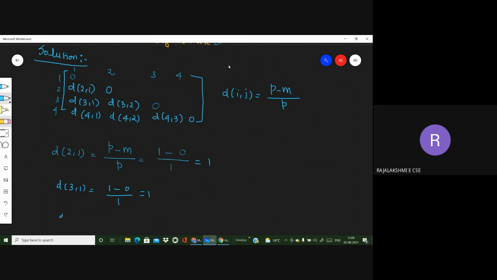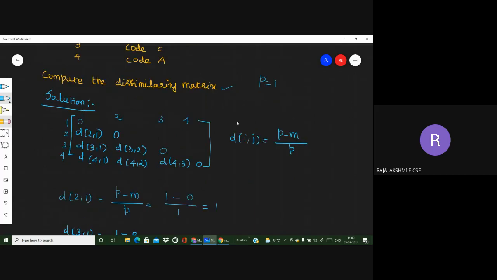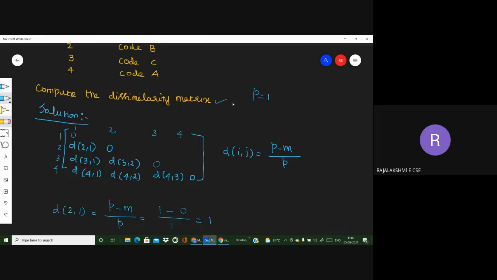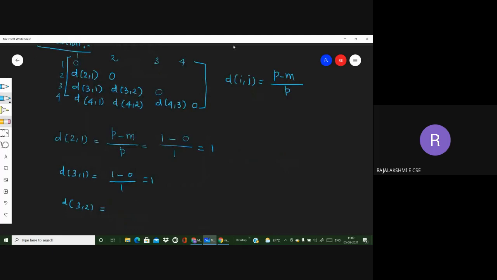Again, d of 3 comma 2 I am going to calculate. 3 and 2 you compare. Both are same? No, they are different. Therefore the answer is 1. Yes or no? Same as before? Yes, ma'am. Okay. Similarly, I am calculating d of 4 comma 1.